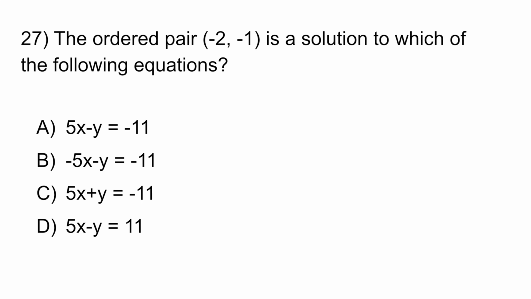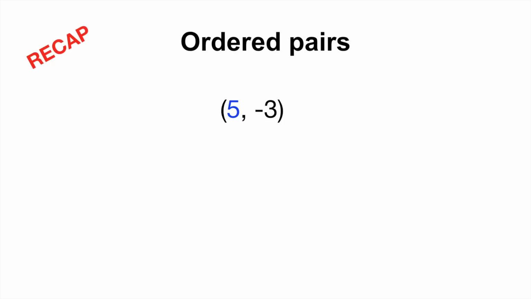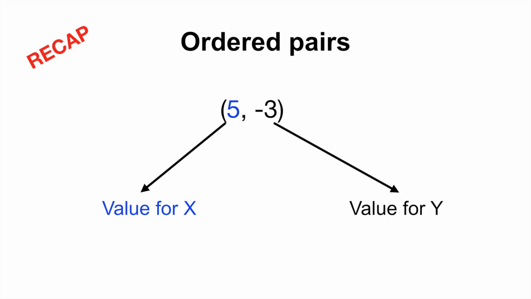The ordered pair, -2, -1, is a solution to which of the following equations? Okay, so this is also a two-step problem. First of all, what the heck is an ordered pair, right? Let's remind ourselves. It's a pair because we have two numbers, and it's ordered, meaning that it's set up in a specific order, in alphabetical order. So the first value, the 5 there in blue, is your value for x. And the second value is the value for y, okay? And notice that they're in alphabetical order. So x, followed by y.